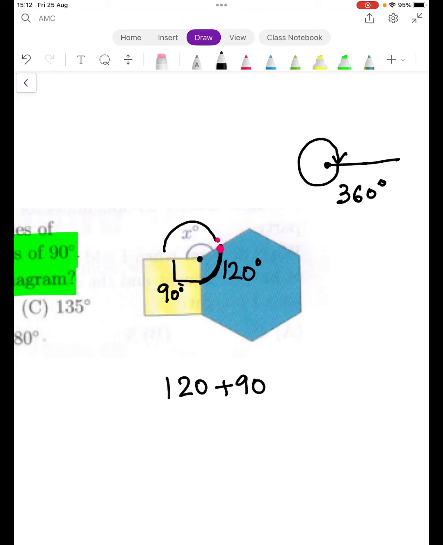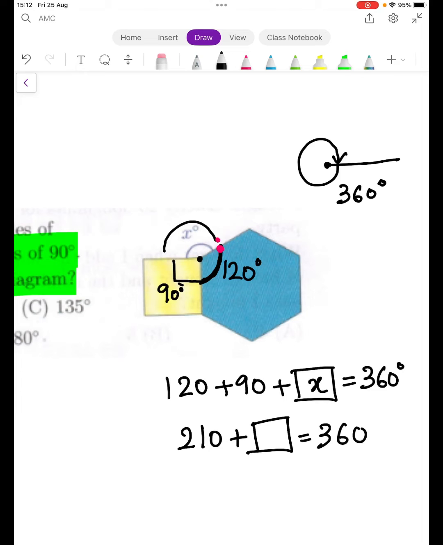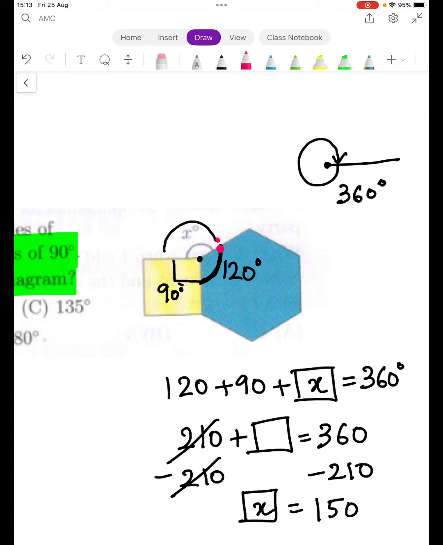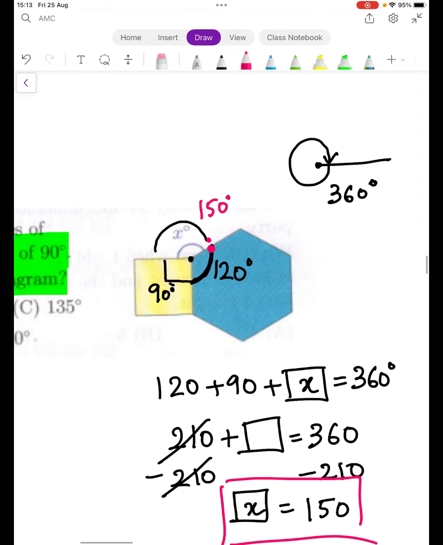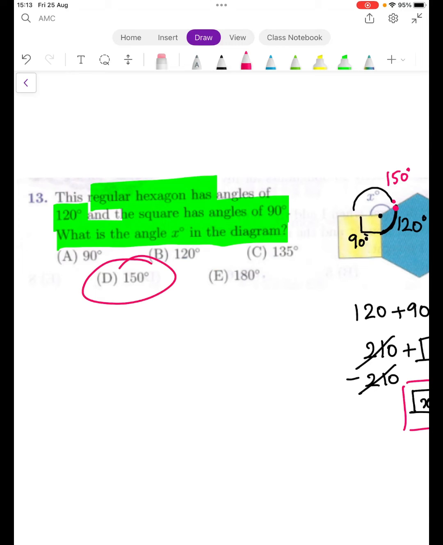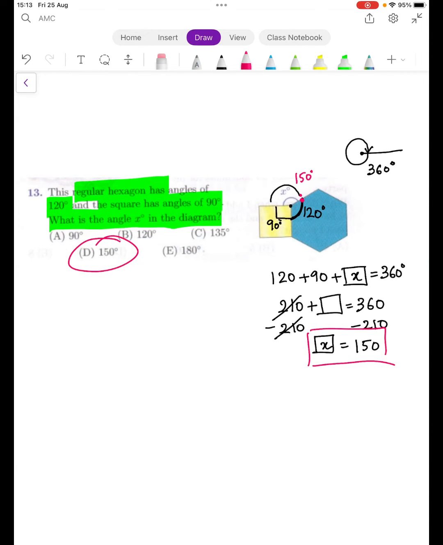So let's work it out. 120 plus 90 plus another angle X should be equal to 360 degrees. This is 210 plus the angle X that we are looking for is 360. So we can take away 210 from here, take away 210 from here, and we'll find the angle that we are looking for, and this will cancel off. And 360 minus 210 is 150. Our X is 150. This is our answer, D.